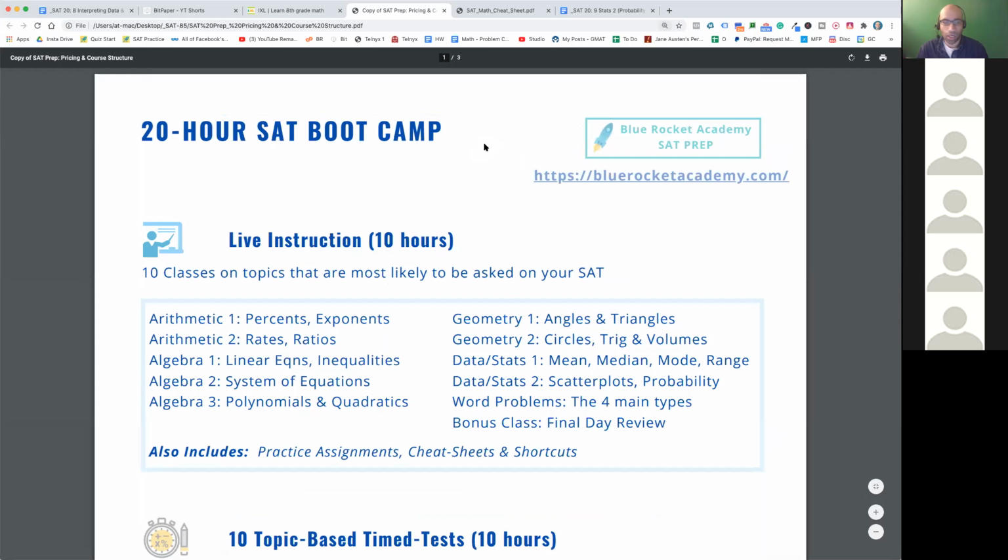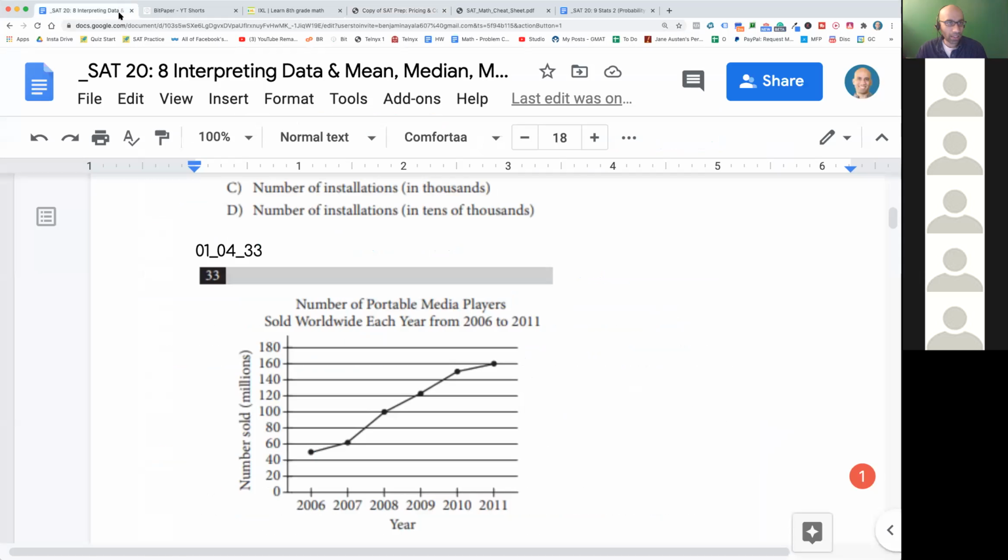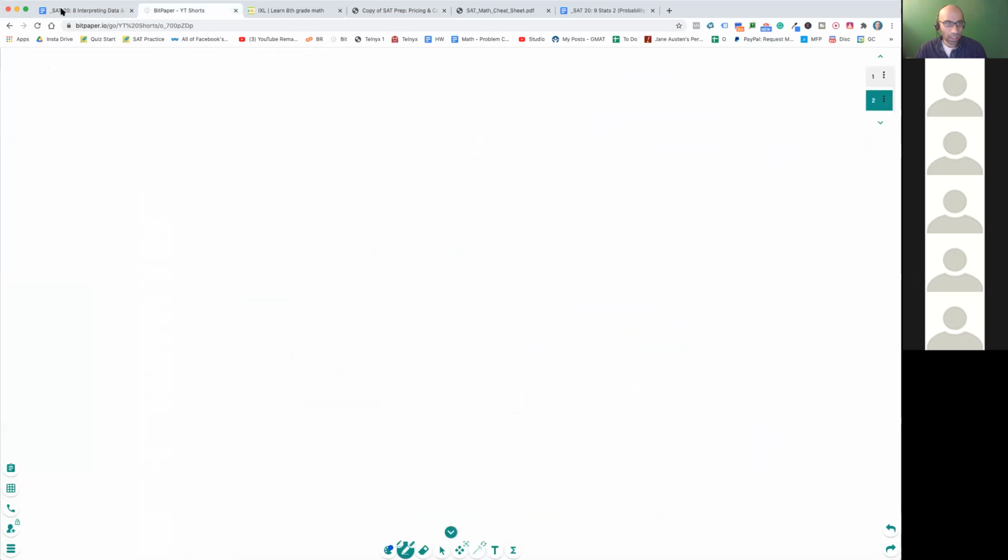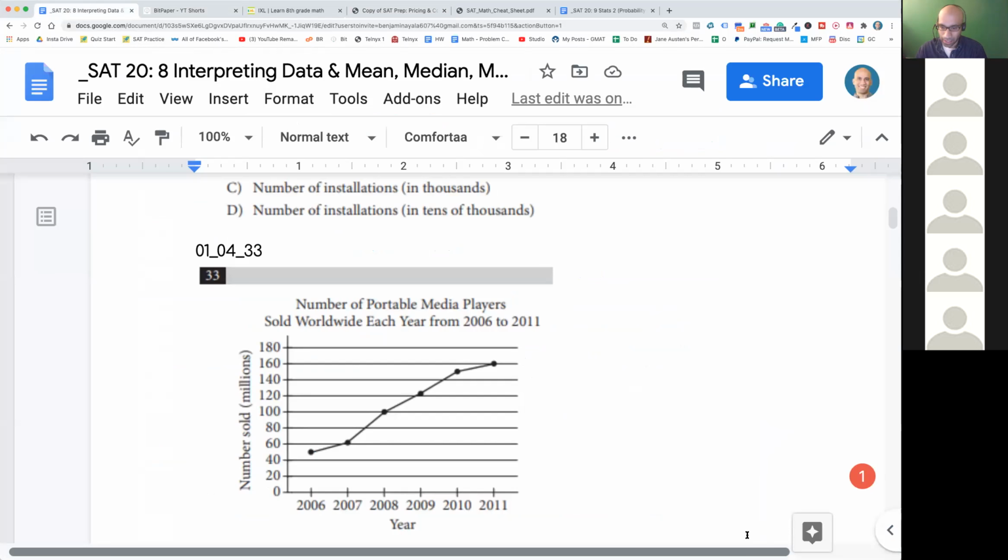All right, so let's get going, guys. Today's session is going to be about data. We're going to look at reading, interpreting data, and mean, median, range, etc. Okay, give me just 1 second to get started, and then we can get going.